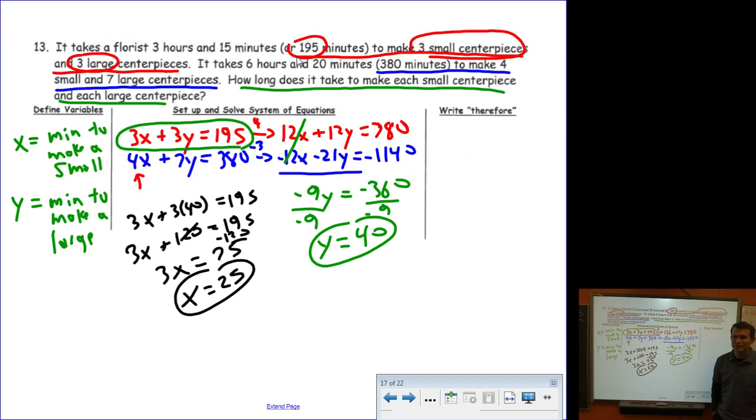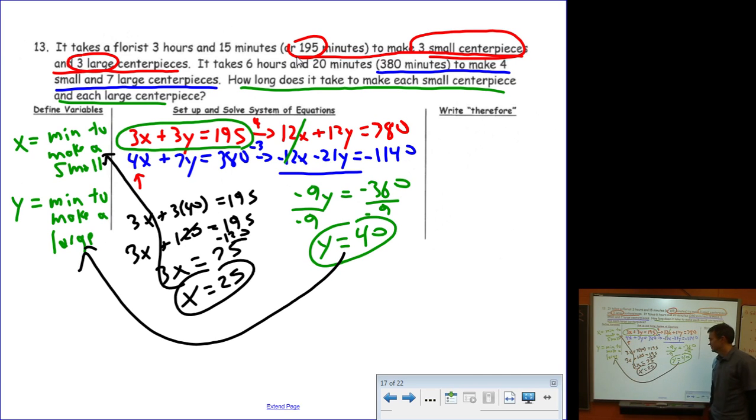So again, I'm not going to write the therefore statement again, but 25 is the number of minutes it takes to make a small, and 40 minutes is the number of minutes it takes to make a large.